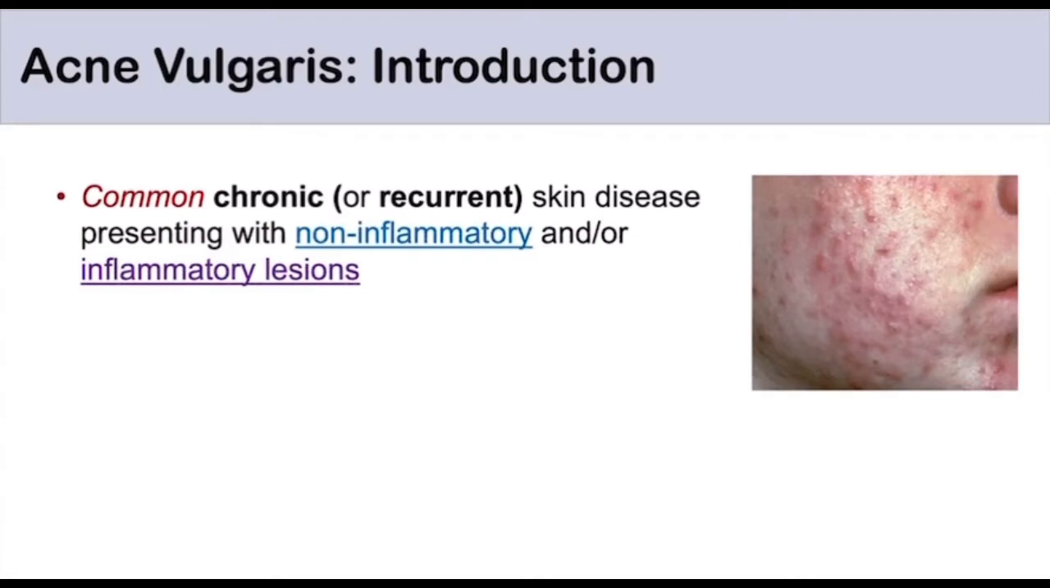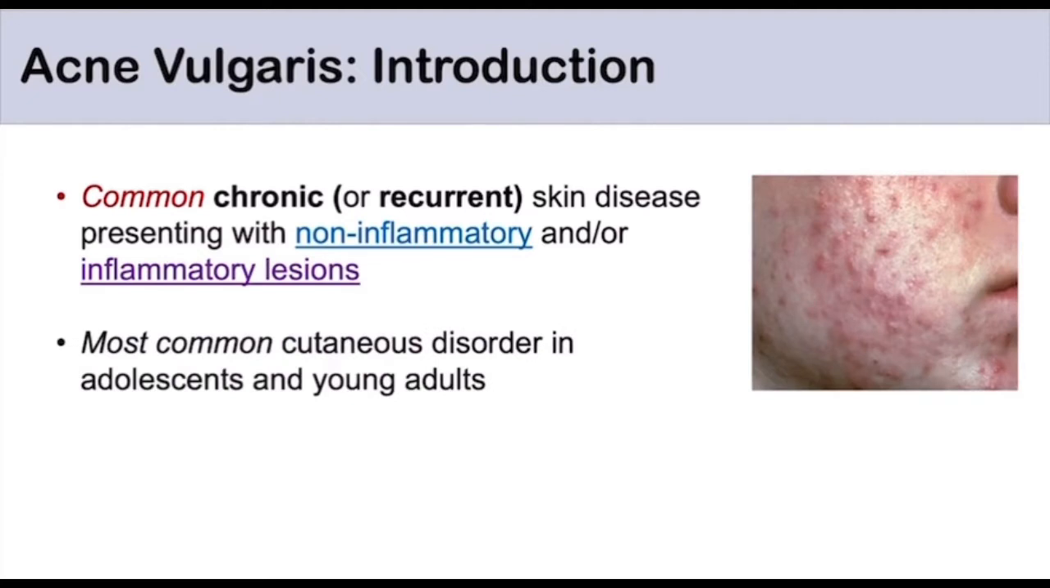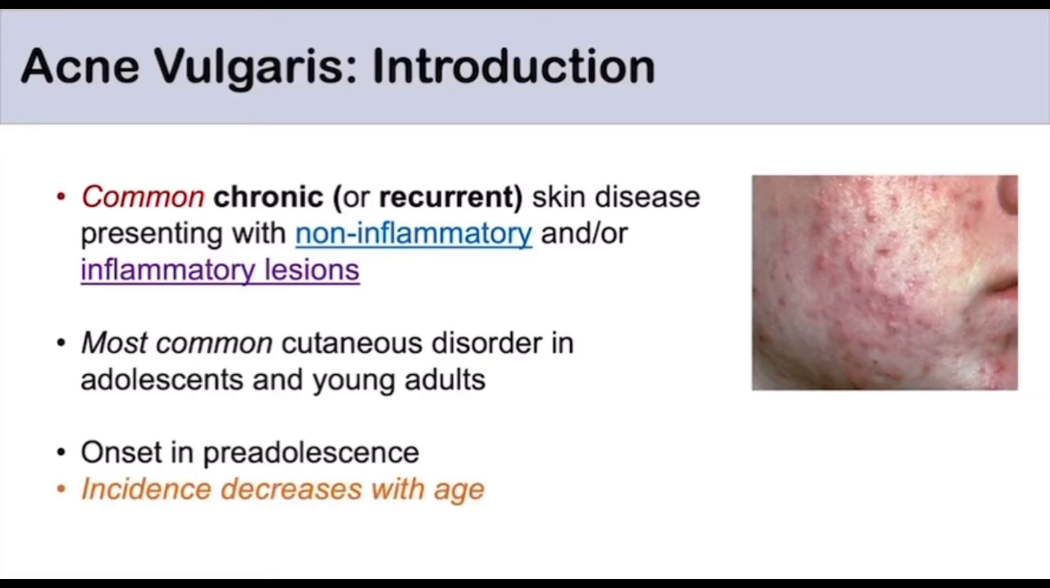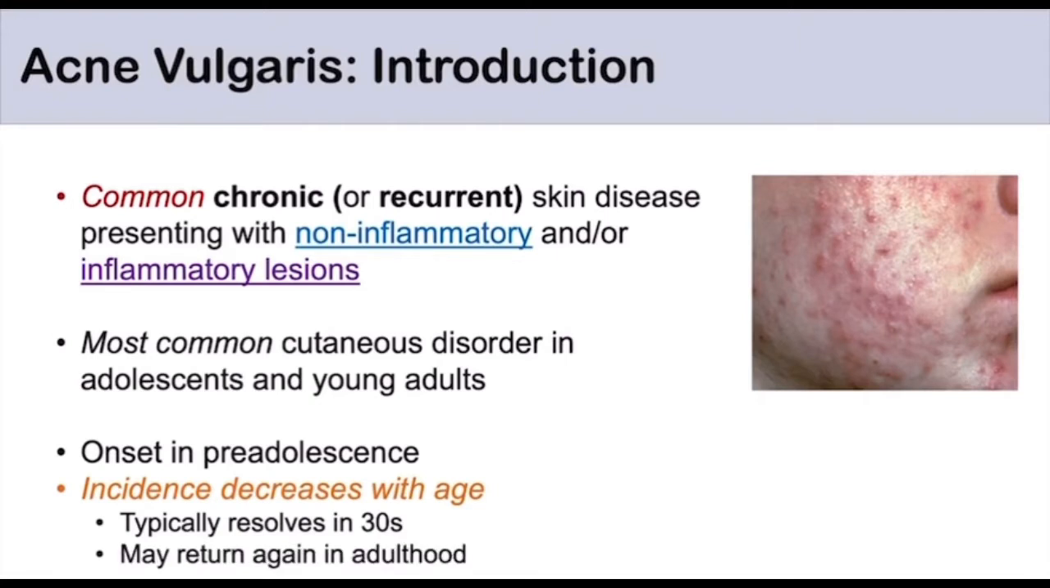So acne vulgaris is a common chronic or recurrent skin condition that presents with non-inflammatory and inflammatory lesions. We'll talk a bit more about what these non-inflammatory and inflammatory lesions are a little later. It is the most common cutaneous disorder in adolescents and young adults, and its onset is generally in the pre-adolescent period, and its incidence decreases with age. So generally speaking, acne vulgaris typically resolves in the 30s, so 30, 35 years of age, but it may return again as what we call de novo in adulthood. So if acne has resolved, it may actually come back later in life.